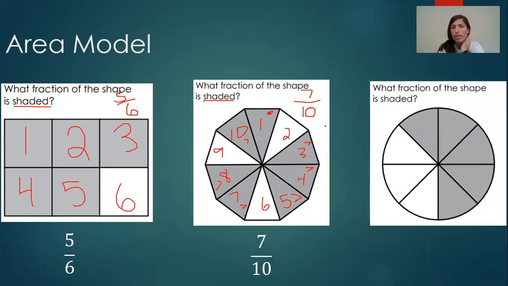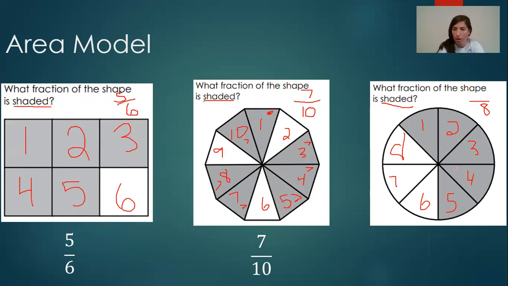We're going to look at one more example of an area model. Okay. Again, we need to read the question, what fraction of the shape is shaded? Same question. So we're looking for what's shaded. Again, I like to start with the denominator, the total number of pieces in the whole. So we're going to count 1, 2, 3, 4, 5, 6, 7, 8. Okay, so our denominator is going to be 8 for this one.